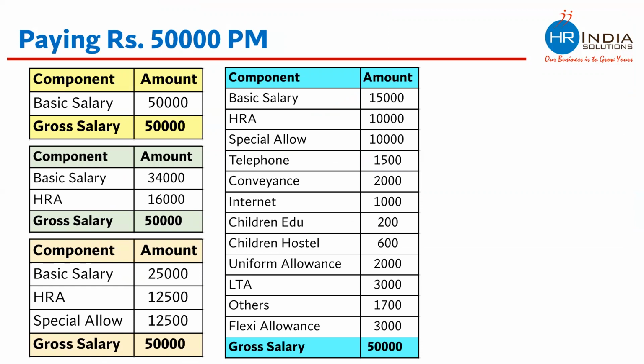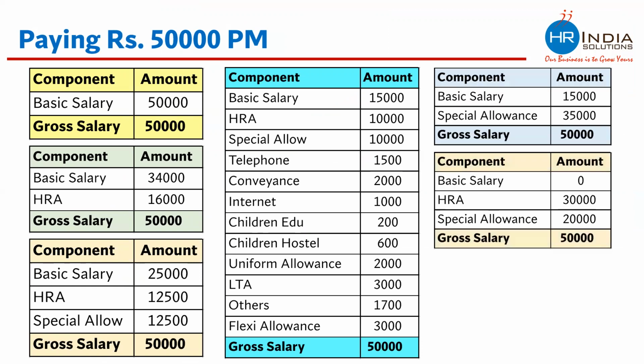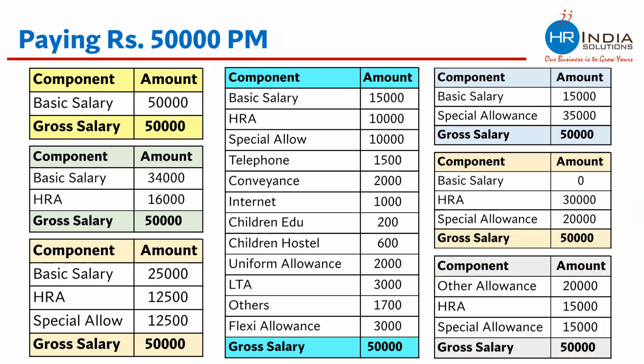But if you want to pay 50,000 in this way, or in this way, or in this way, these are not legally correct. In our actual classes, we understand why these are not legally correct and what the other options are for paying 50,000 per month. This is what I wanted to share from my demo session today.